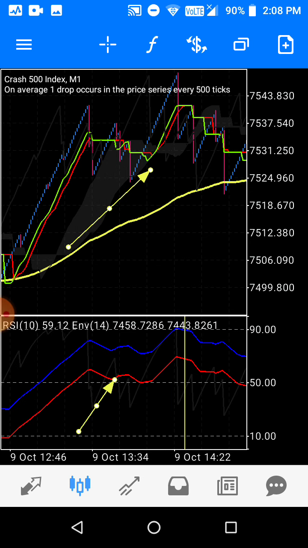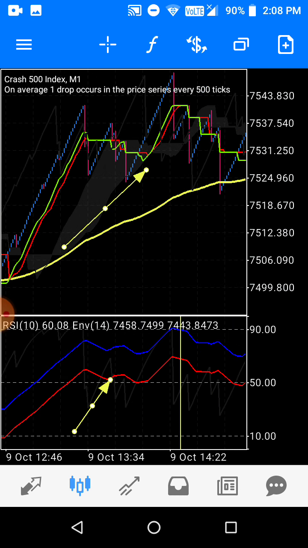Take 5 candles at most. Nowadays Crash 500 crashes fiercely, so just take 5 candles at most. Don't go past that. Crash 500 spikes fearlessly nowadays.